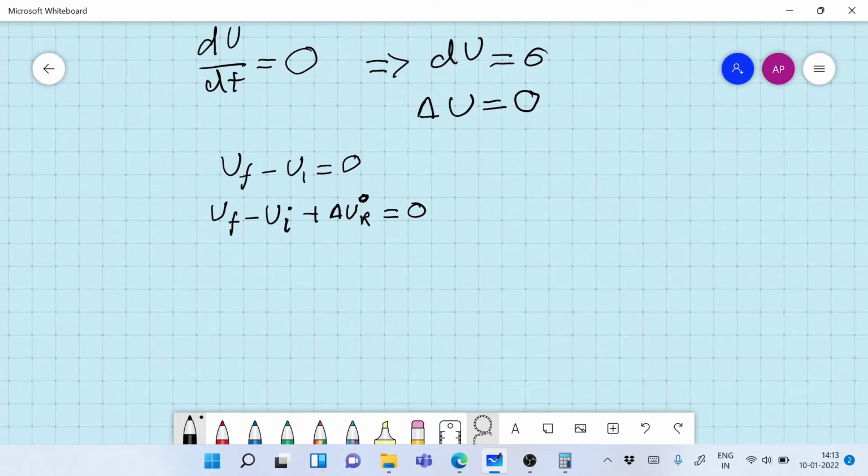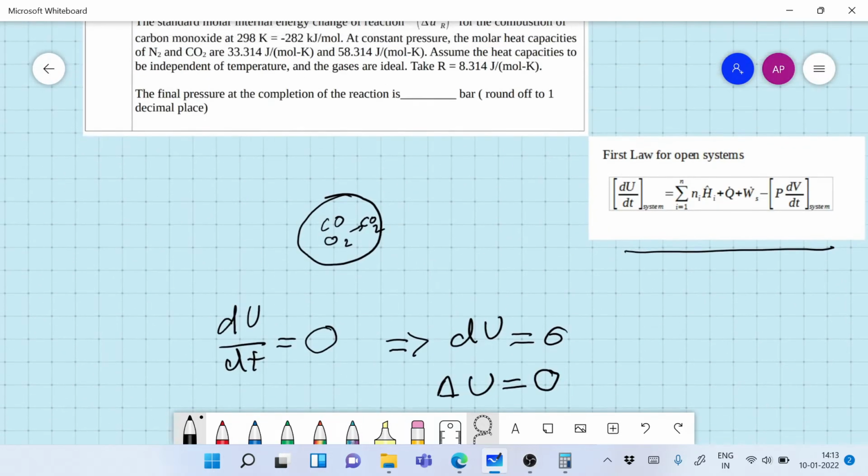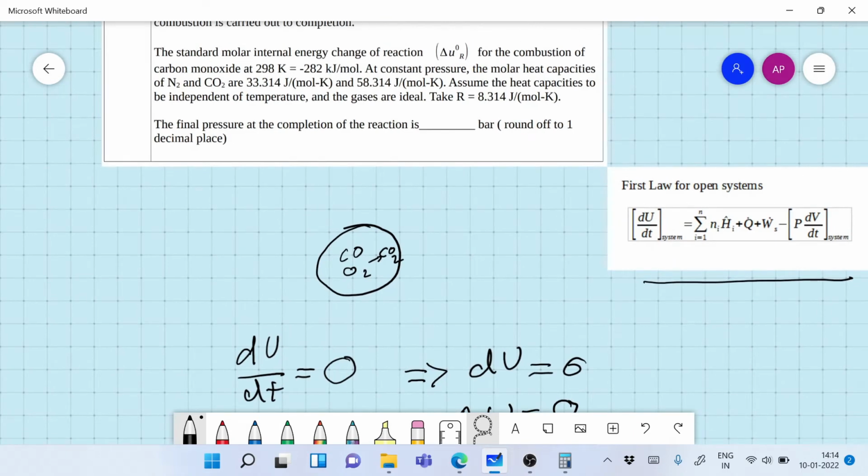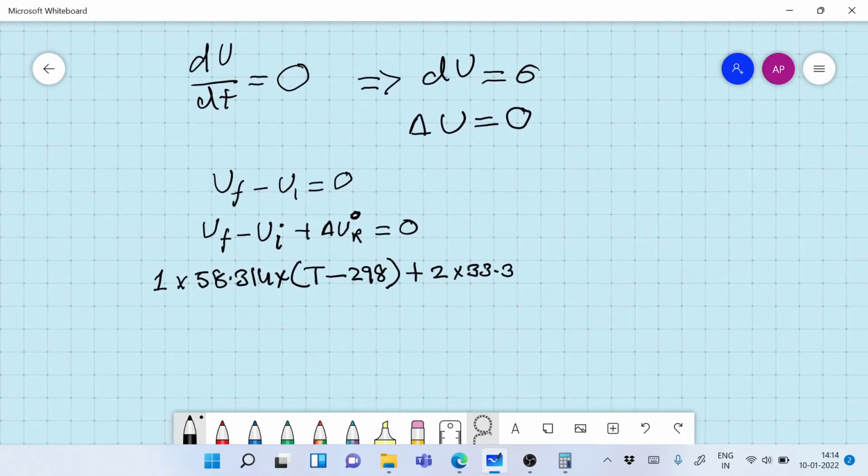Now what is the final internal energy? The final internal energy is nothing but 1 mole of carbon dioxide into the CV of carbon dioxide, that is 58.314, into the temperature at which the system finally reaches minus the base temperature for the heat of reaction, that is 298 Kelvin, plus 2 moles of nitrogen into 33.314 into its final temperature minus the base temperature for the reaction.